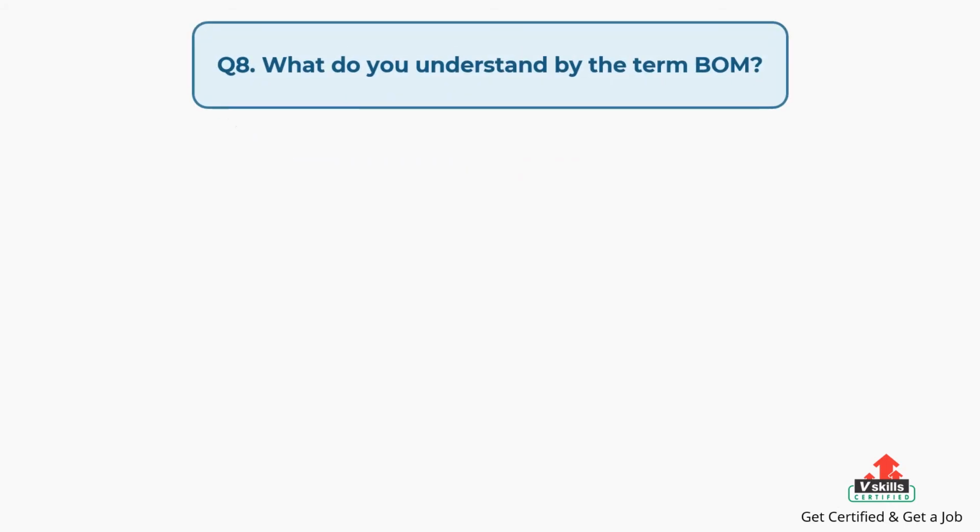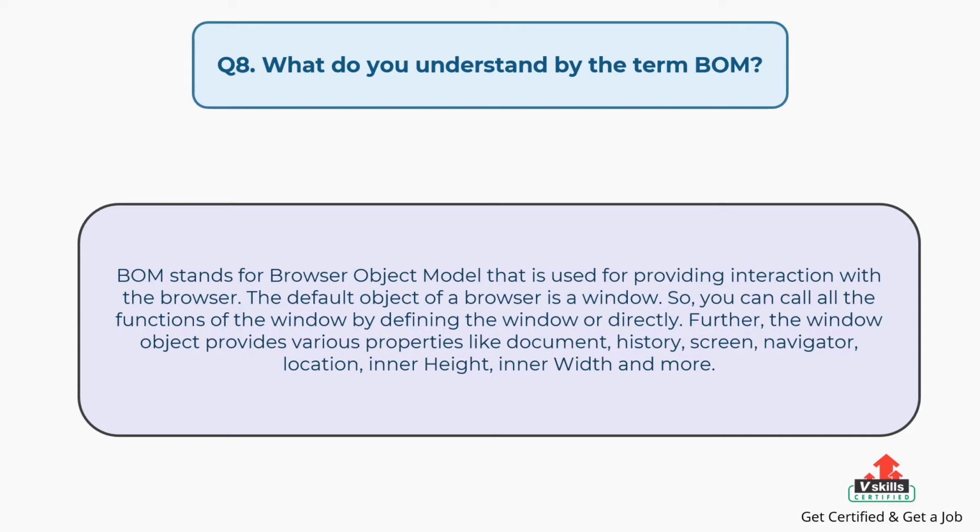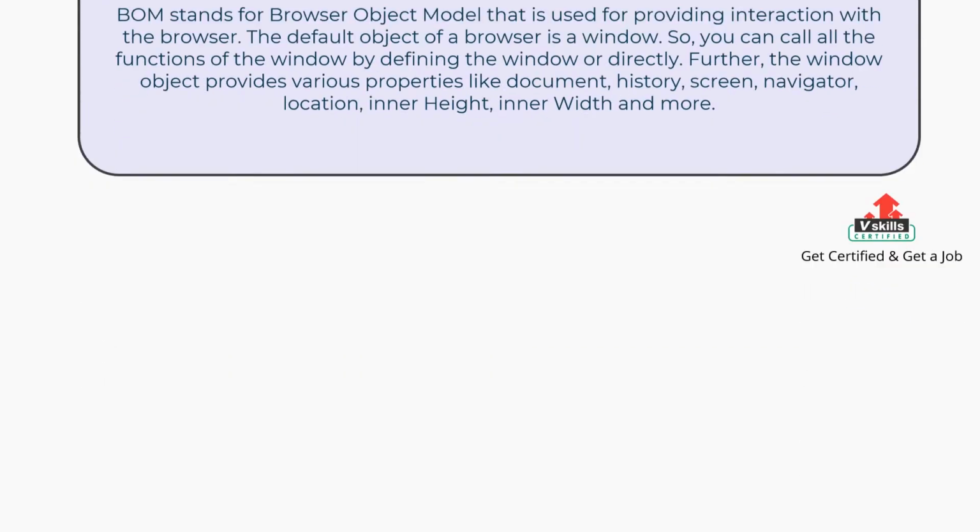Question number 8. What do you understand by the term BOM? The answer is: BOM stands for Browser Object Model, that is used for providing interaction with the browser. The default object of a browser is a window. So, you can call all the functions of the window by defining the window or directly. Further, the window object provides various properties like document, history, screen, navigator, location, inner height, inner width and more.